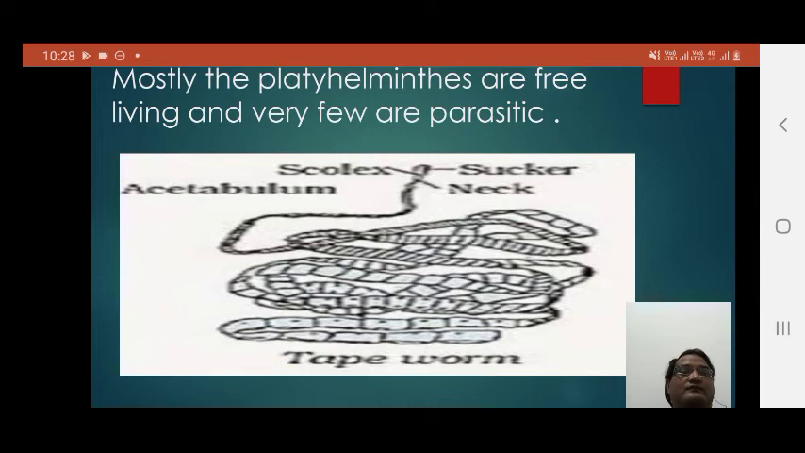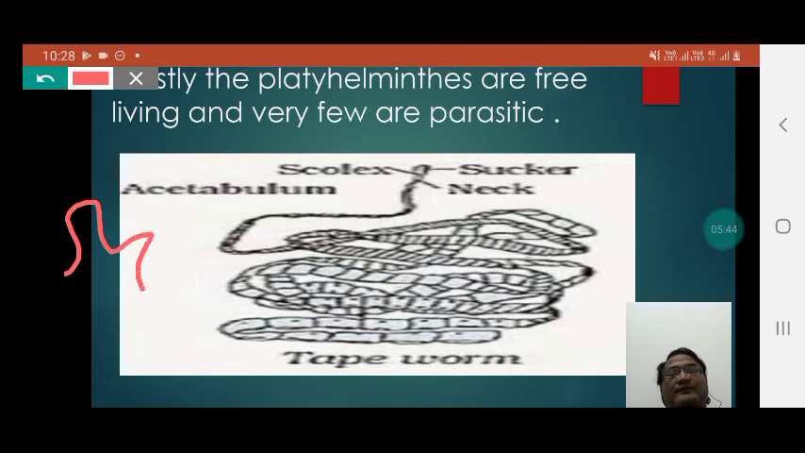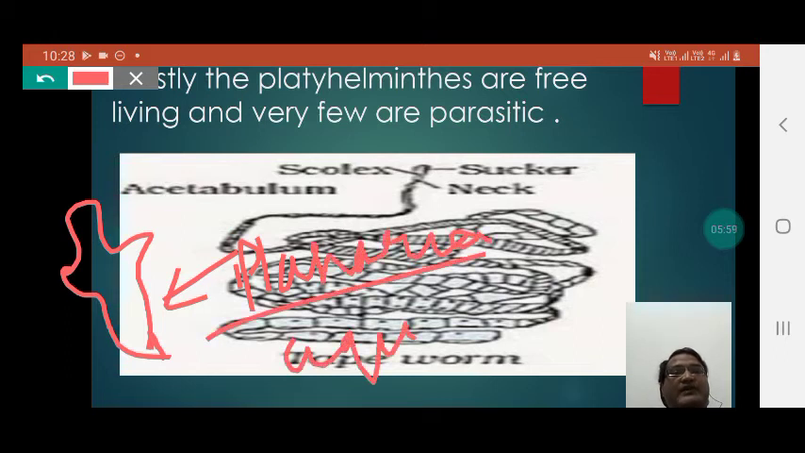whereas there is the organism planaria. This is the diagram of a planaria. This planaria generally remains present in water, that is, it is aquatic, and is free living, that is, it does not harm any other organism.